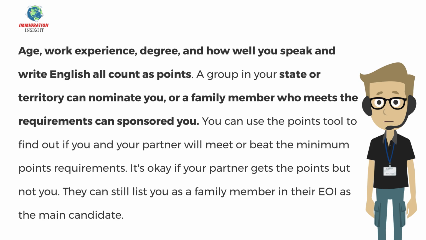A group in your state or territory can nominate you, or a family member who meets the requirements can sponsor you. You can use the points tool to find out if you and your partner will meet or beat the minimum points requirements. It's okay if your partner gets the points, but not you. They can still list you as a family member in their EOI as the main candidate.